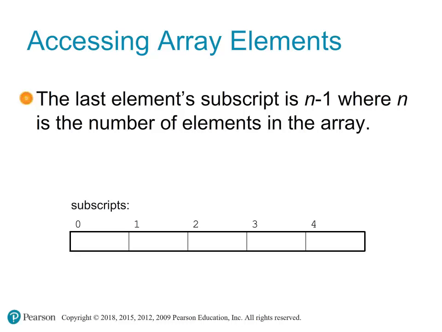So let's revisit our previous example. int tests[5]. This array has 5 elements, so n equals 5. Applying the n-1 rule, the last element's subscript will be 5 minus 1, equals 4. Therefore, tests[4] is the last element in the array.